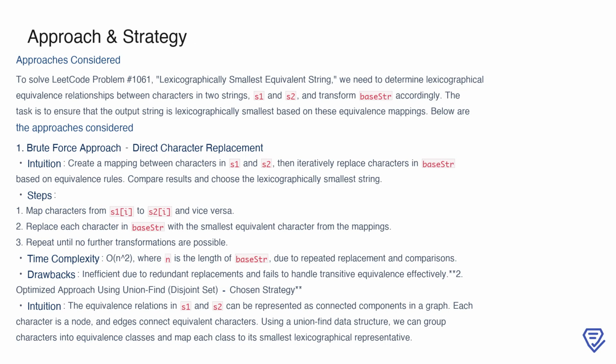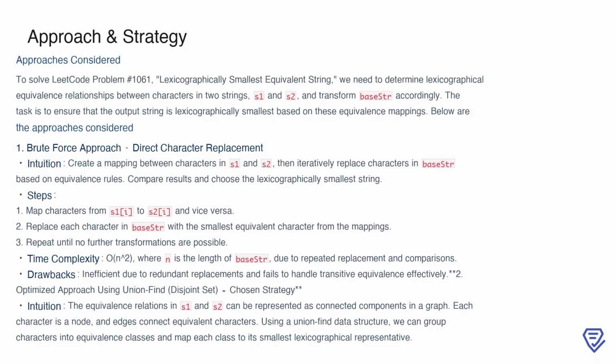To solve the problem of finding the lexicographically smallest equivalent string, we need to evaluate the equivalence relationships between characters in the given strings s1 and s2. Our goal is to transform baseStr using these relationships to produce the smallest possible string in lexicographical order.